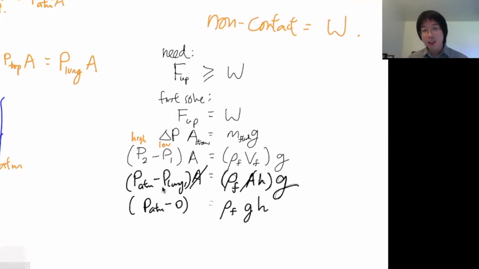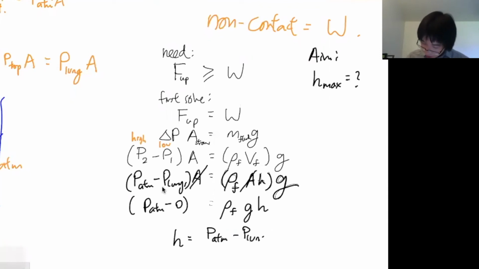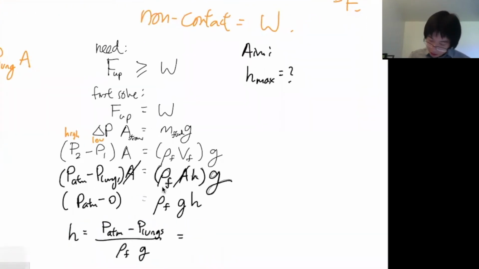What are we trying to solve? Remember, what is our aim? Our aim is to find out height max. So let's solve for h, which is P atmosphere minus 0, divided by rho of the fluid times g. You'll see that P atmosphere is 101 kPa. I'm not going to write Pa, but I need to write k because k is not the base SI unit, but Pa, Pascal, is.